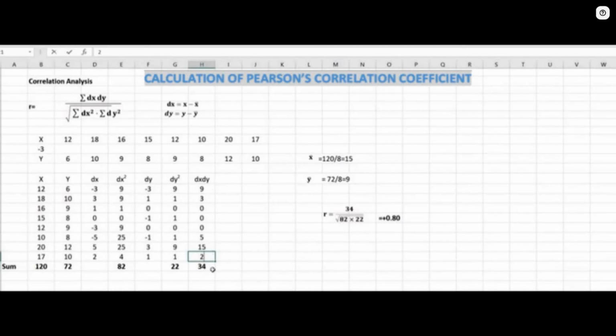R will be equal to sigma dx dy, which is 34, by root of sigma dx square, which is 82, sigma dy square is 22. So root of 82 into 22. So multiply, find out the square root, divide by 34, and you will get the correlation coefficient as plus 0.80.